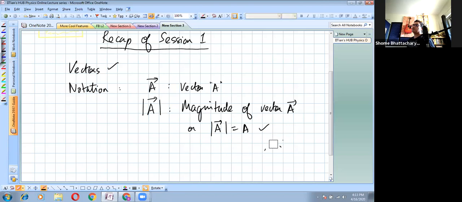Then we also saw a couple of special types of vectors, namely the unit vector, which is given by the cap symbol, and the null vector, which is given by 0 with the vector sign. So this was also something important.